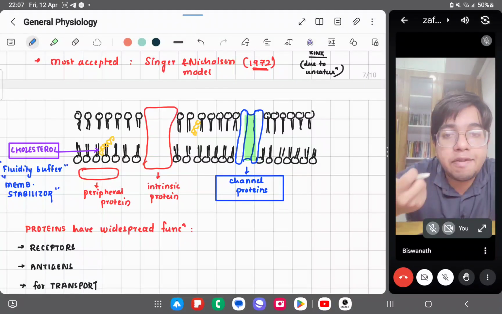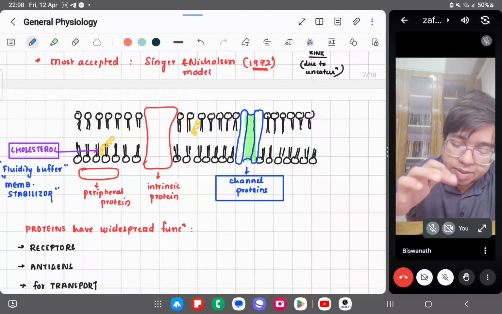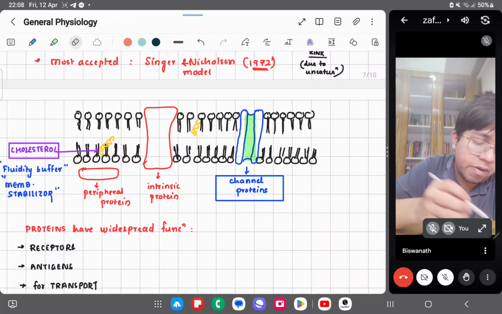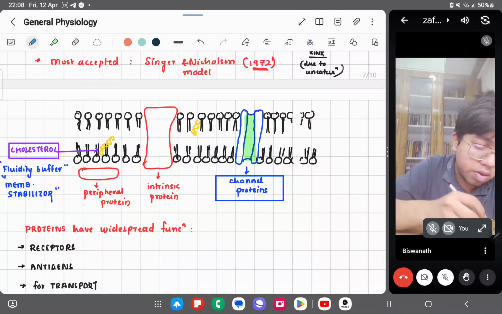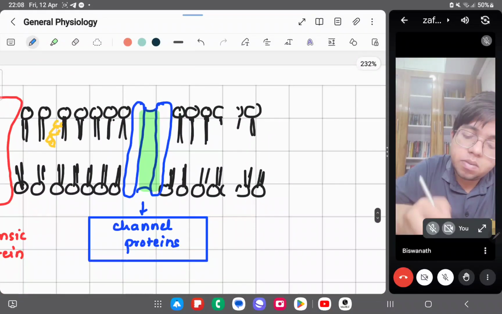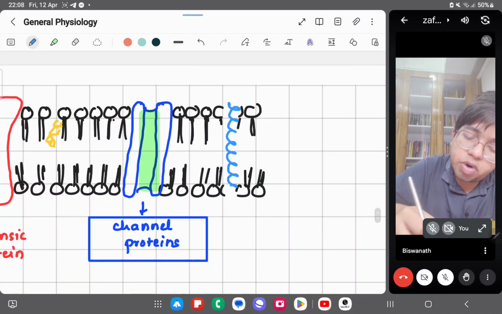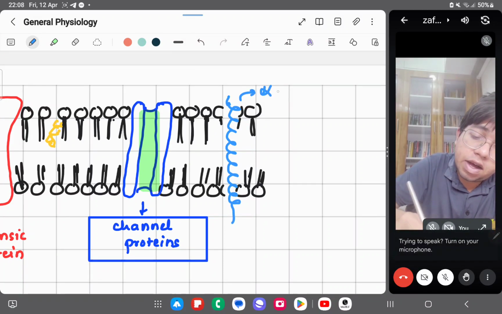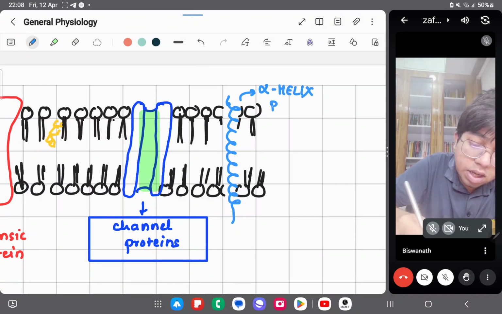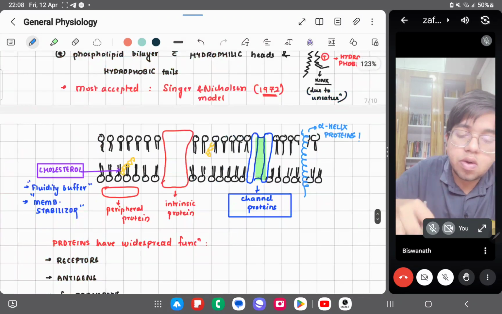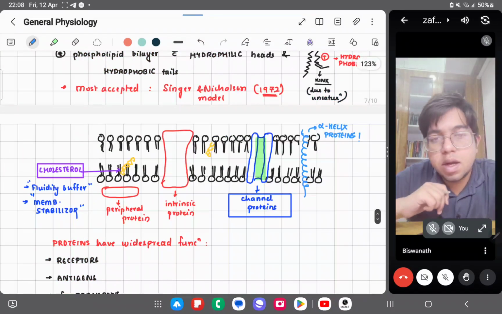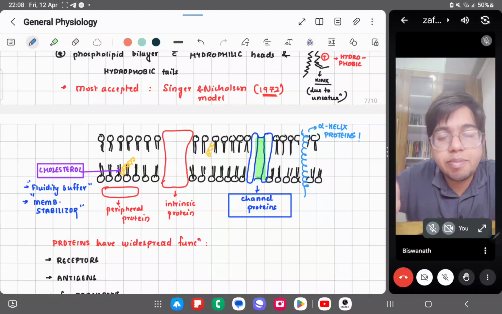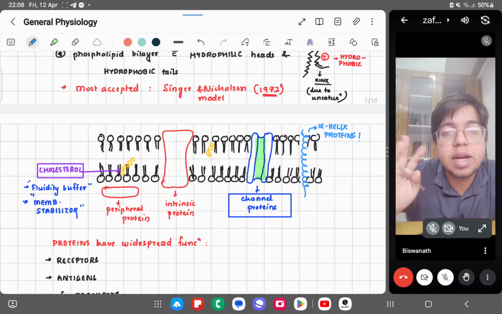We have some alpha helix proteins as well, like some spiral proteins. If I want to draw, let me draw. Some proteins are like this. These are called alpha helix proteins. Okay, alpha helix proteins. These things are there. Channel proteins and peripheral proteins, I talked about that. Integral proteins.